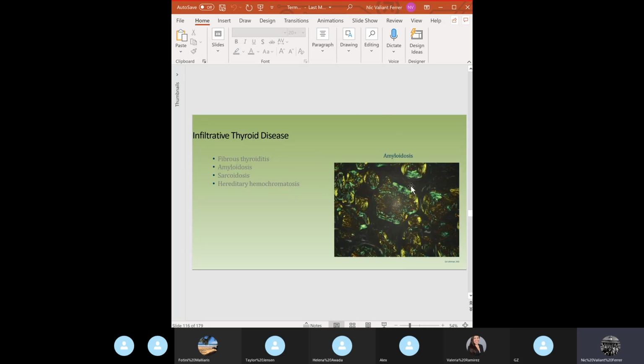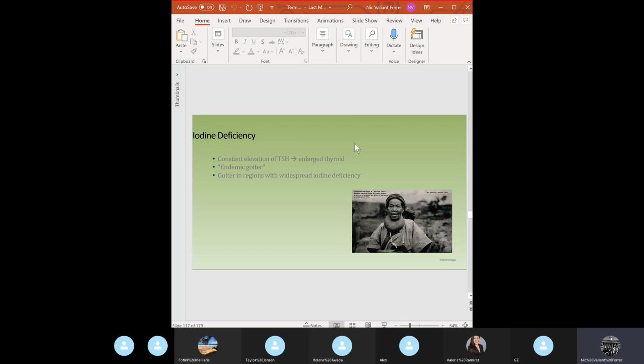Let's talk about infiltrative thyroid disease: fibrous disease, amyloidosis, sarcoidosis, and hereditary hemochromatosis. For iodine deficiency, you have an enlarged thyroid. Why do we have an enlarged thyroid? Because you have a constant elevation of TSH. This is commonly seen in regions with widespread iodine deficiency, those people that are not near the coast in the US, like in the Midwest, right? Before iodized salt was centralized.